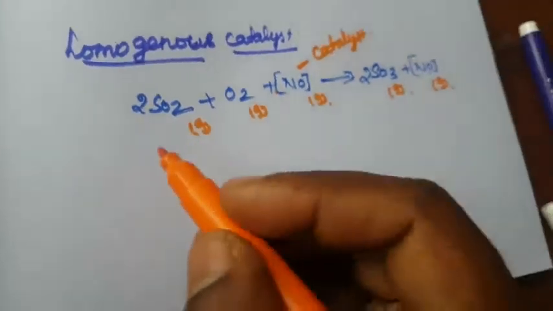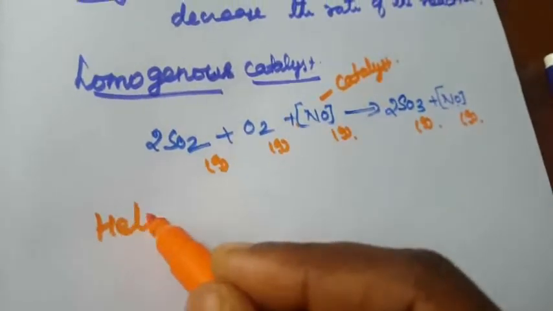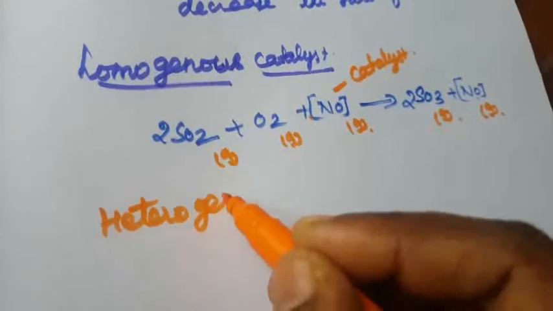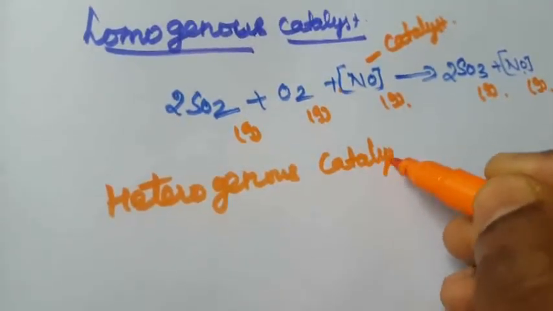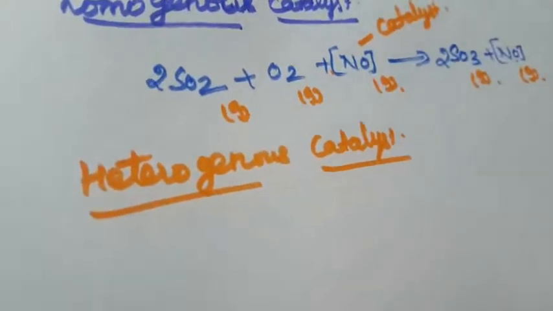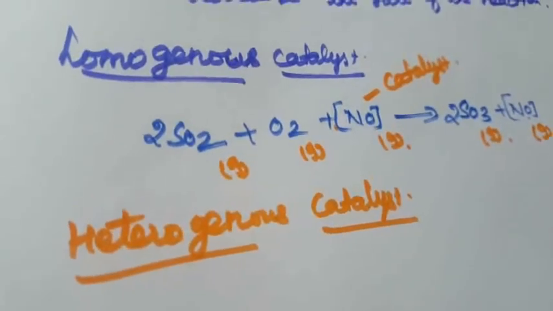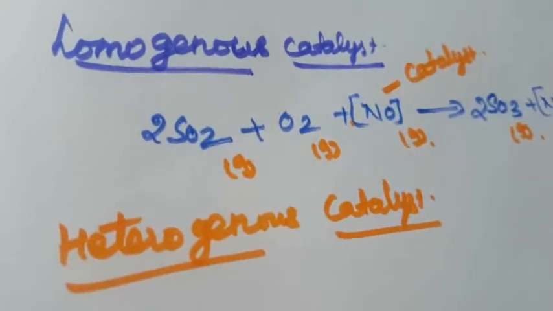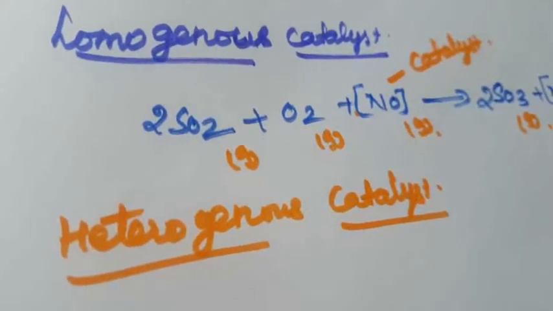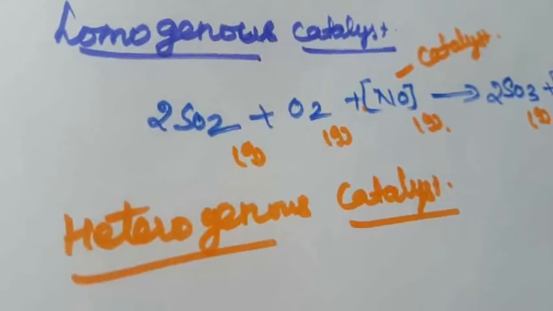So what is meant by heterogeneous catalyst? Hetero means different. In a heterogeneous catalyst, the reactants, the product and the catalyst are in different phases. So that is called a heterogeneous catalyst.